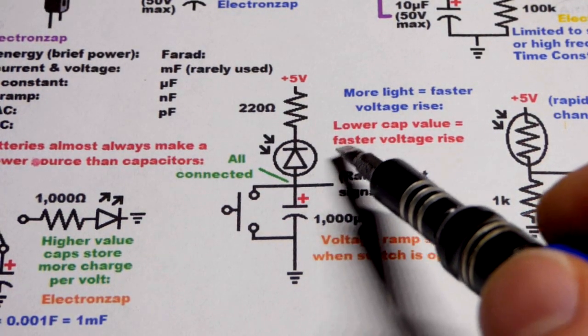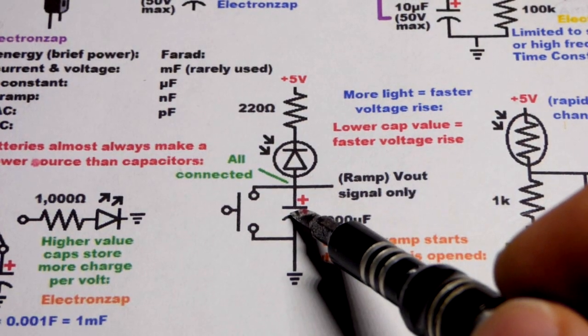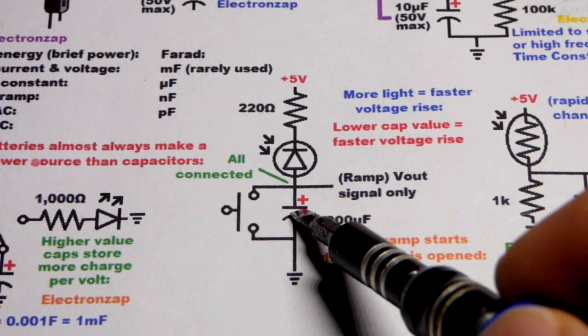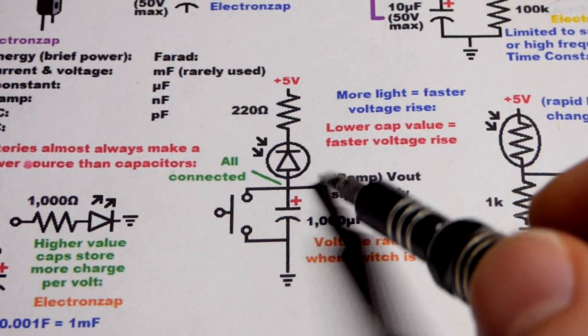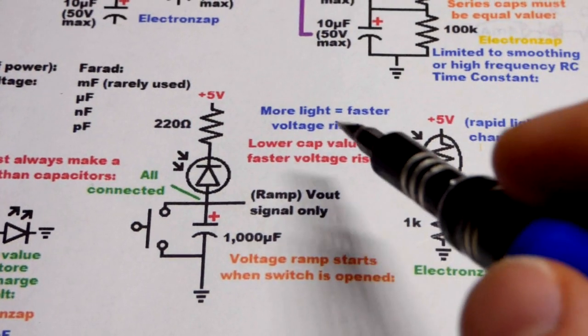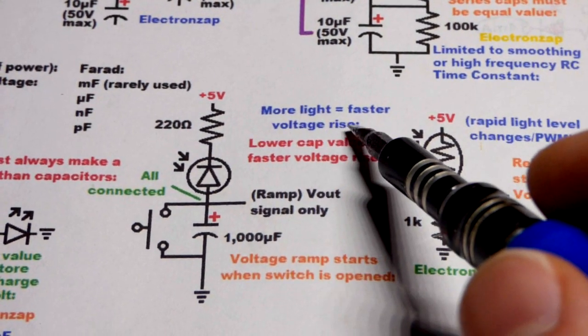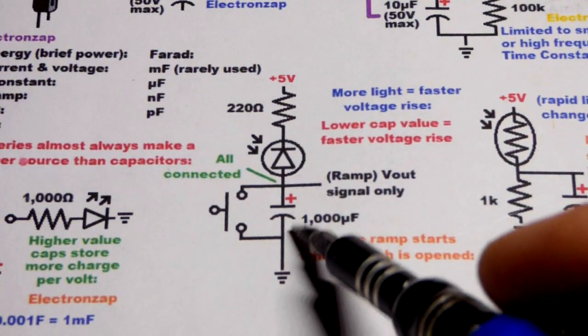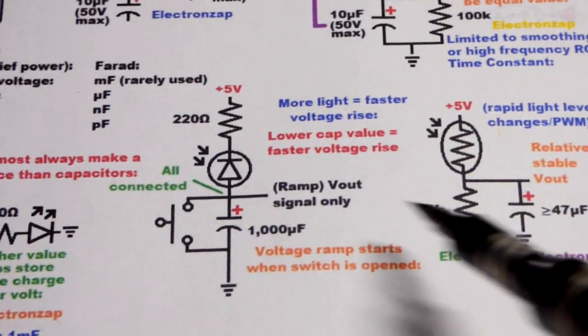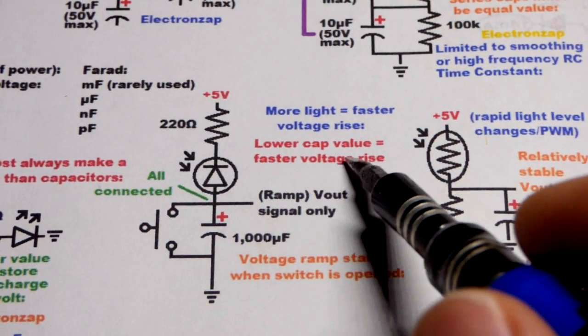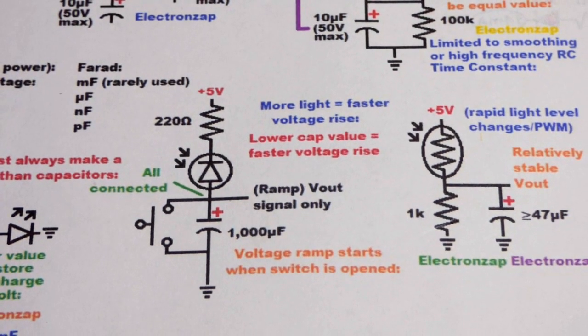And the voltage is going to rise steadily because with capacitors, voltage rises as the current flows in. Current is steady, so the voltage rises steadily. Now, if you have more light, of course, the voltage is going to go faster. But also, if you use lower value capacitors for a given light level, the voltage is going to rise faster. So you can adjust it in those ways.